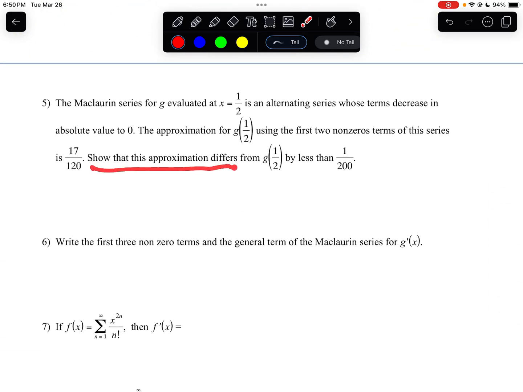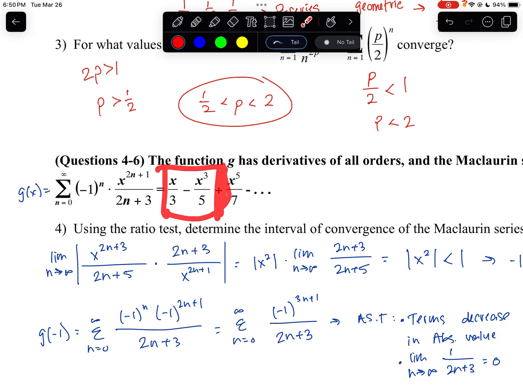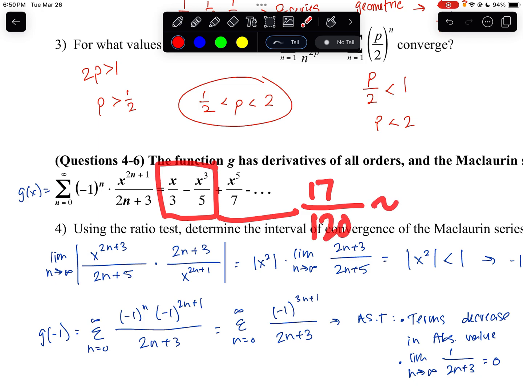Show that this approximation differs from g of 1 half by less than 1 over 200. Of course, if we're only taking these two terms right here, that's not going to be exactly what g of 1 half is, because g of 1 half is the infinite series. By adding up all the terms, but of course we can't add that up, they're going to truncate the series here, and then they're using this 17 over 120 to approximate g of 1 half. That's what they're using to approximate it. Okay?